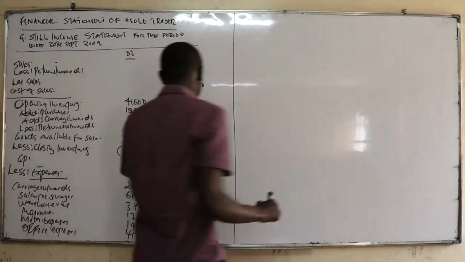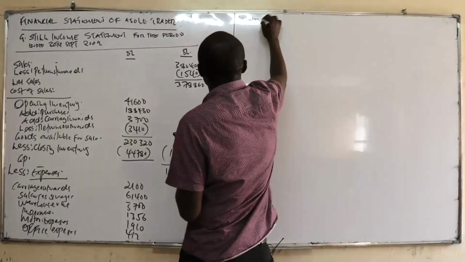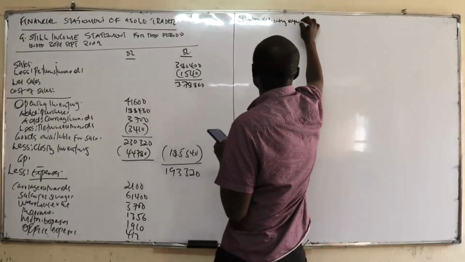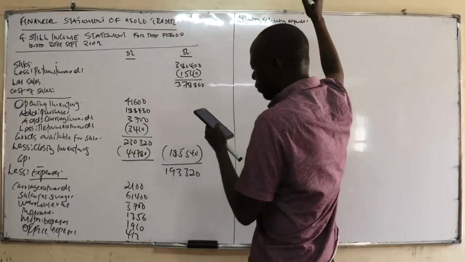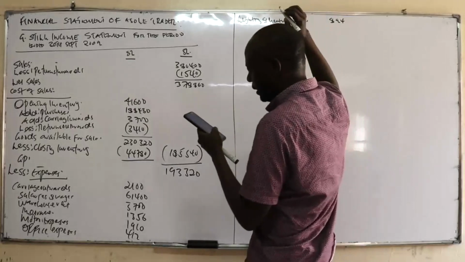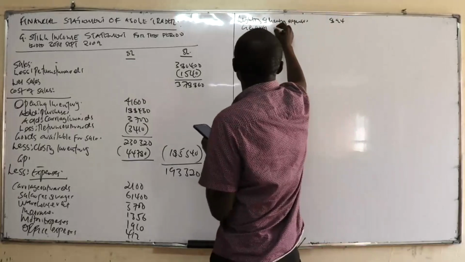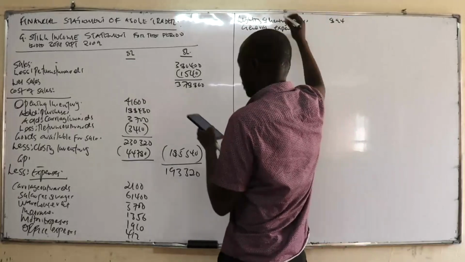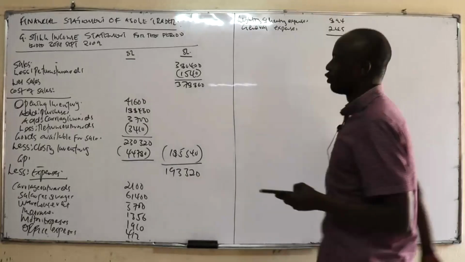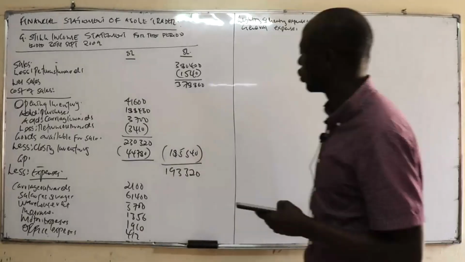And then we have lighting and heating expenses, which is 894. And then we have general expenses, which is 245. So those are the expenses from the trial balance. And then now you aggregate them. You get the total expenses.